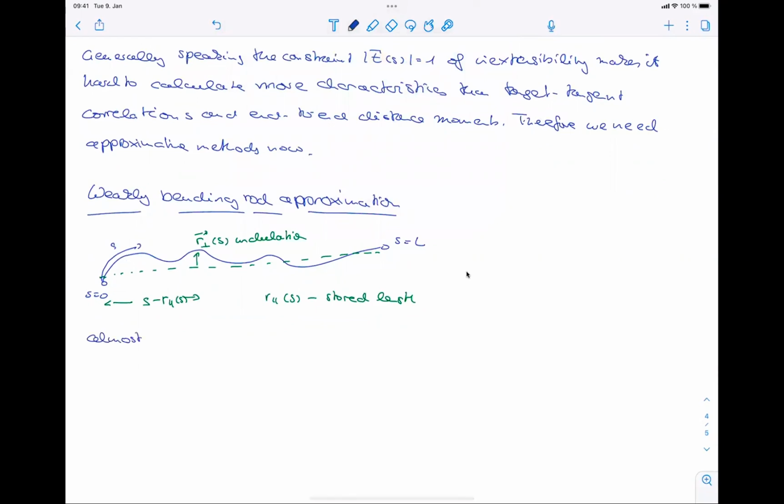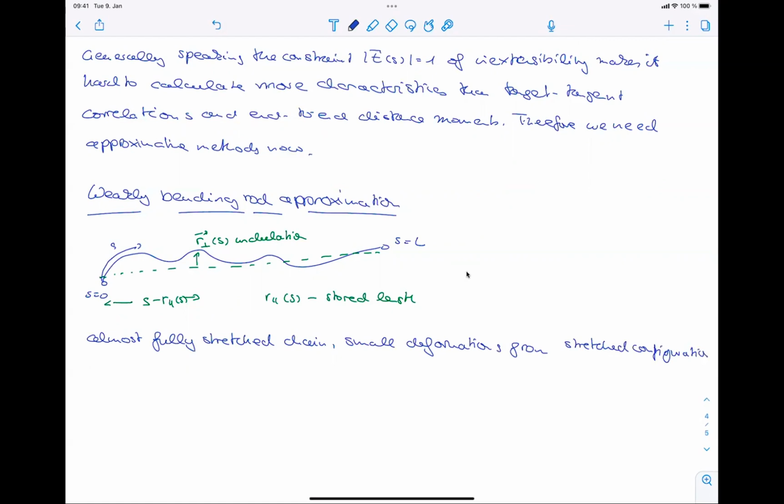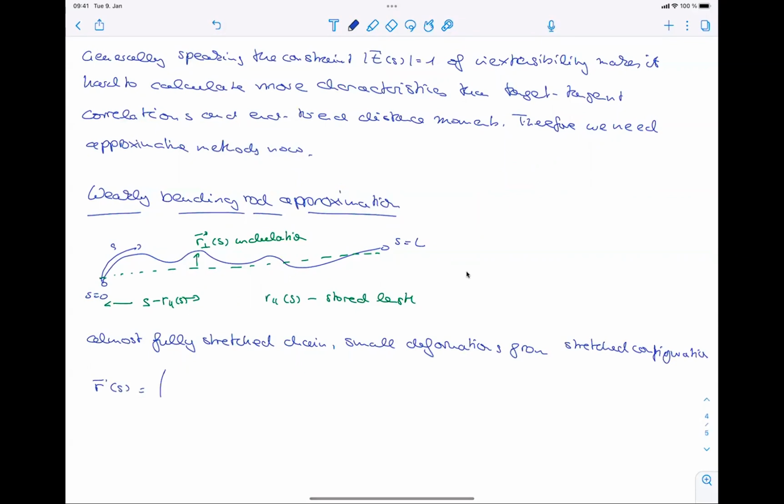and now we can expand in these two quantities being small. So an almost fully stretched chain, small deformations from the stretched configuration, can then be written as a curve in X, Y, and Z, and now I project it onto the perpendicular, which is a 2D vector, and S minus r parallel of S, the stored length.